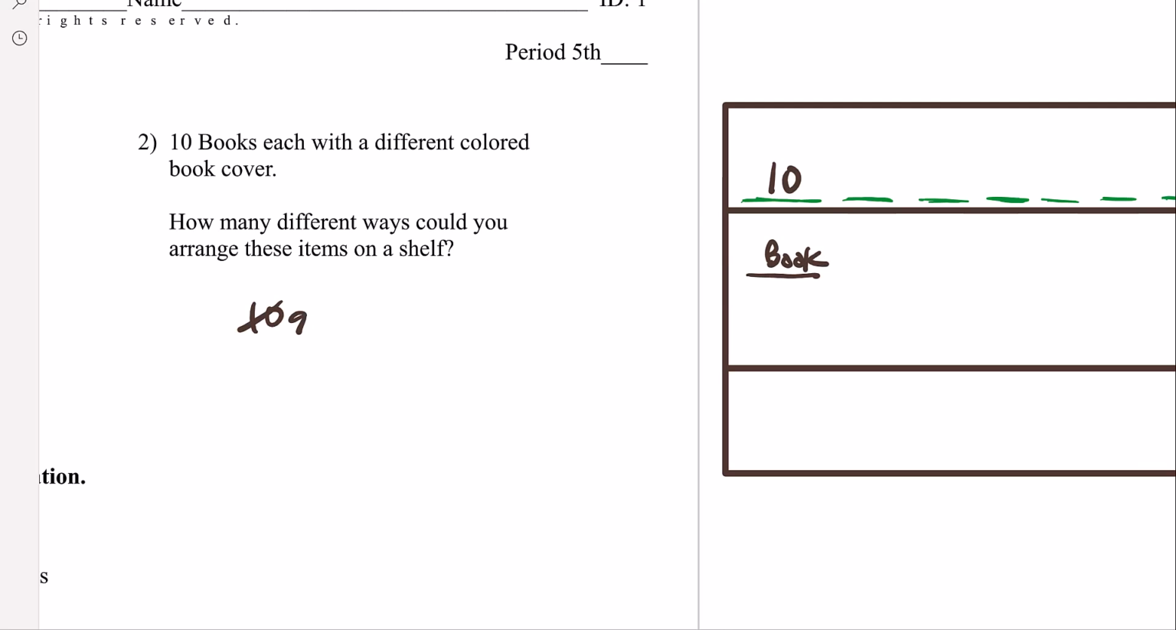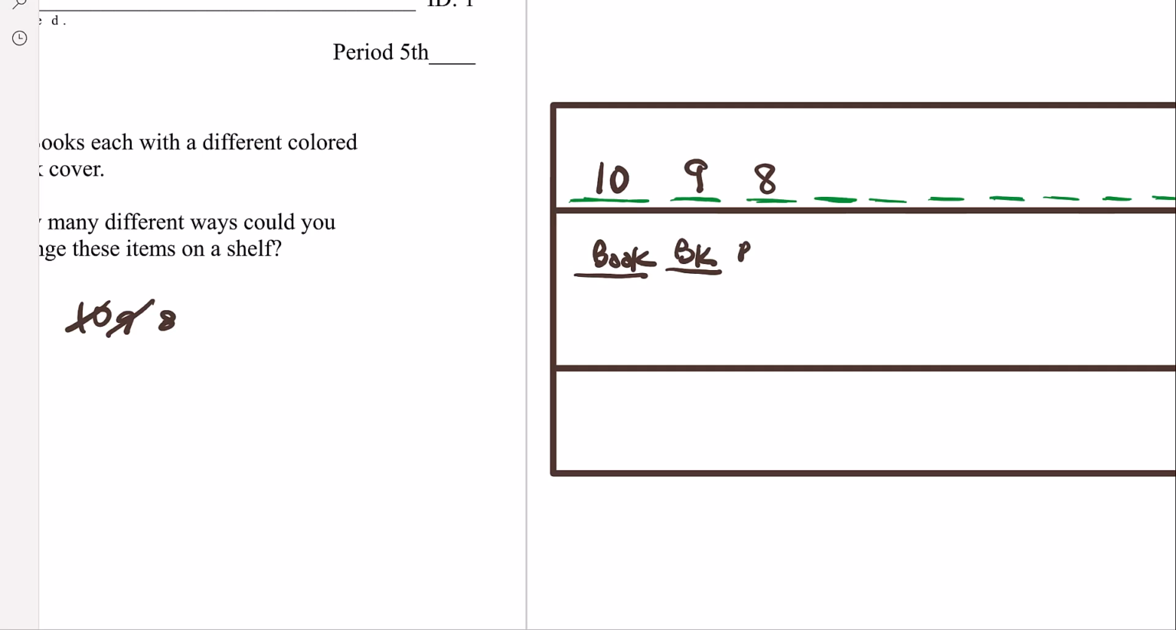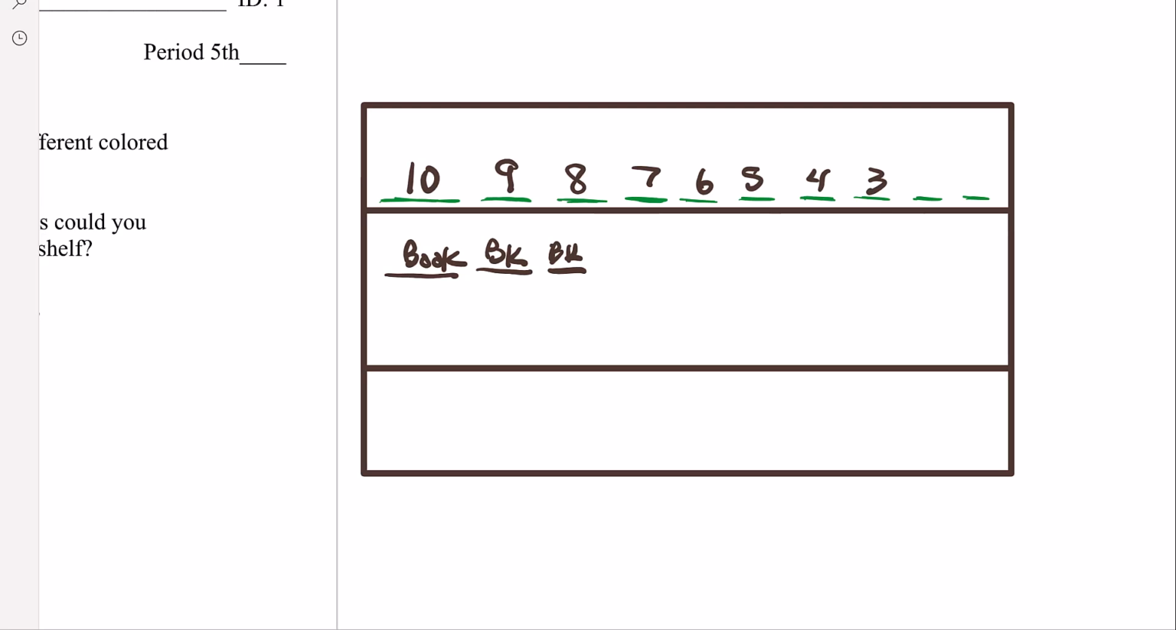now you've got 9 books. So now we're going to put a book there. Well, now you have 8 books and 8 slots. So we put a book there. Well, now there's 7. You get the idea. Then 6, then 5, then 4, then 3, then 2, then 1. So now we've arranged them.